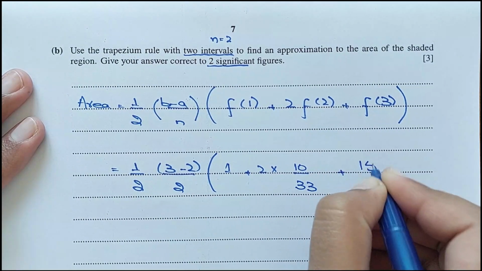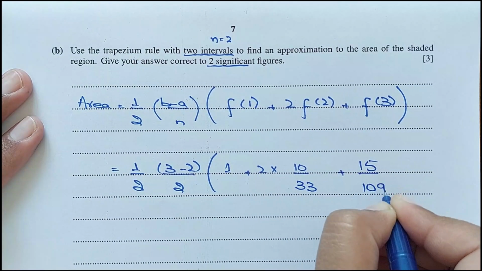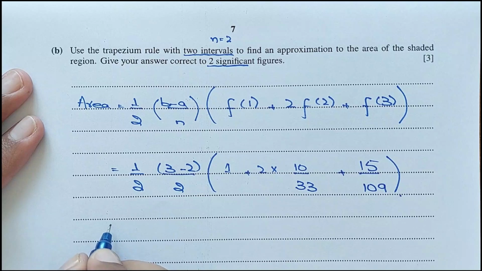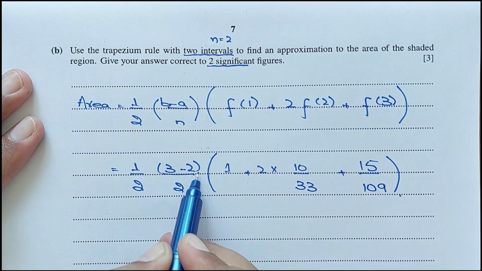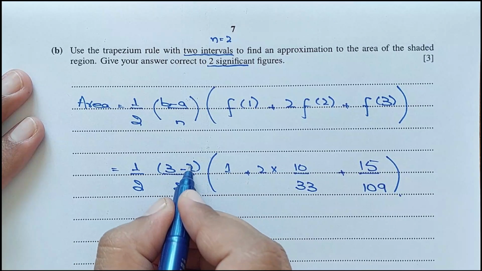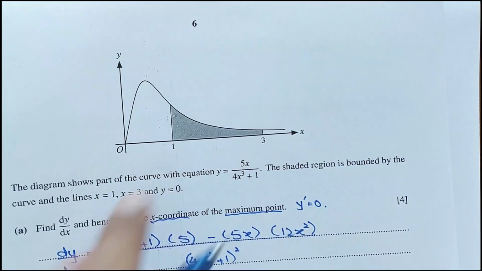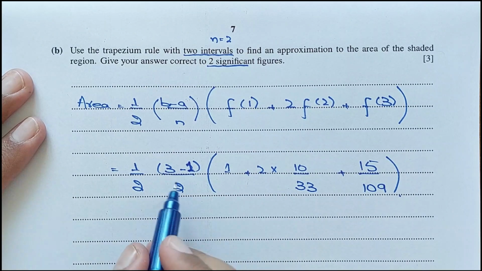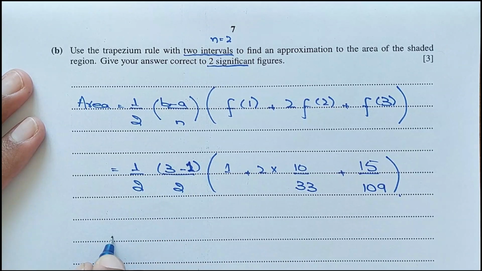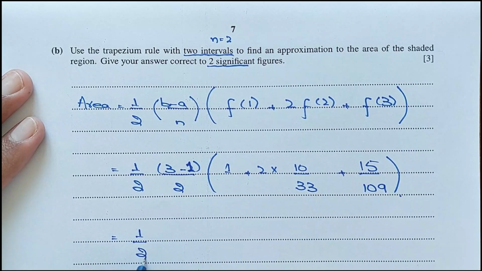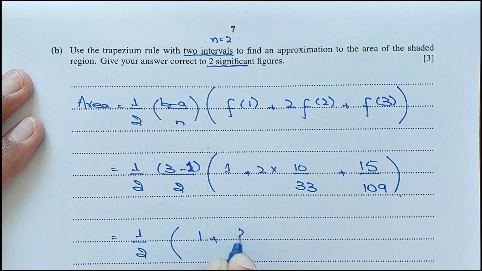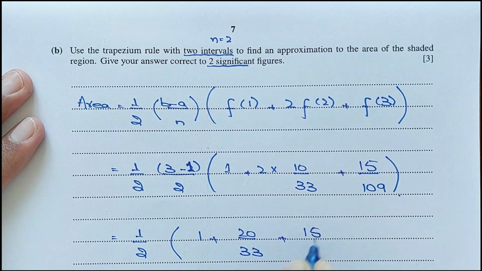Plus 15 over 109. So this is 3 minus 2. Sorry, 3 minus 1. This is between 3 and 1. You can see, okay, 3 minus 1 is 2, and 2 divides 2 is just 1. So this is 1 by 2, times 1 plus 20 over 33 plus 15 over 109.